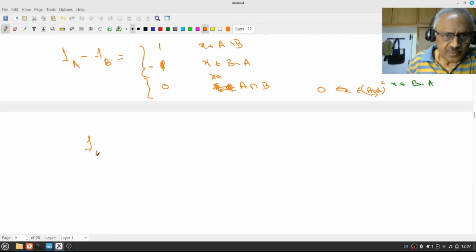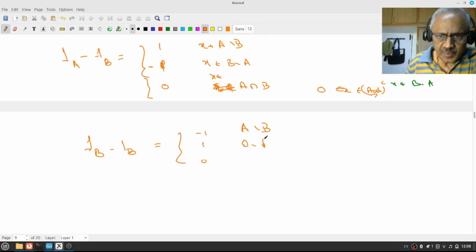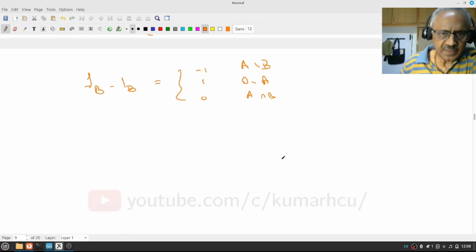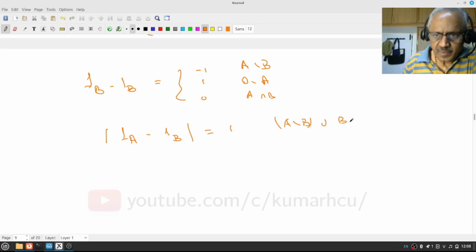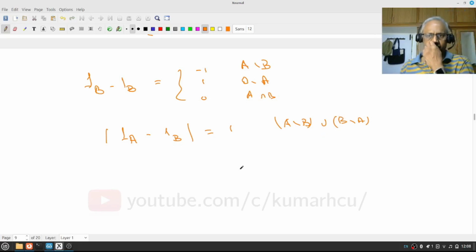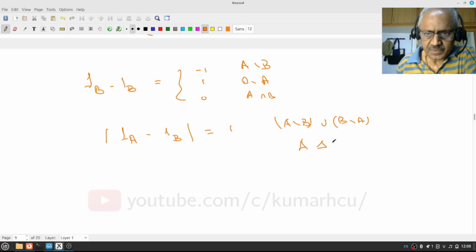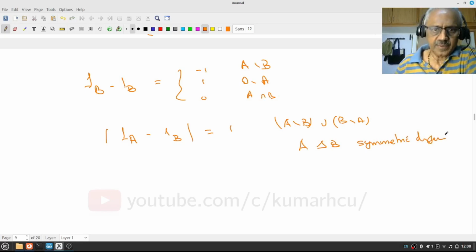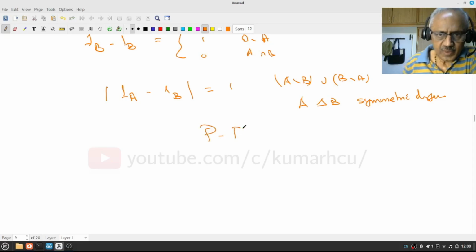Now interchanging A and B, what I get is I_B minus I_A. This will be the other way around: minus 1, 1, 0 on A minus B, B minus A, and A intersection B. Right? Therefore, what is the modulus of I_A minus I_B, the indicator function? This is 1 on A minus B union B minus A, right? This is the symmetric difference of these. Is this clear? Pause, review, proceed.